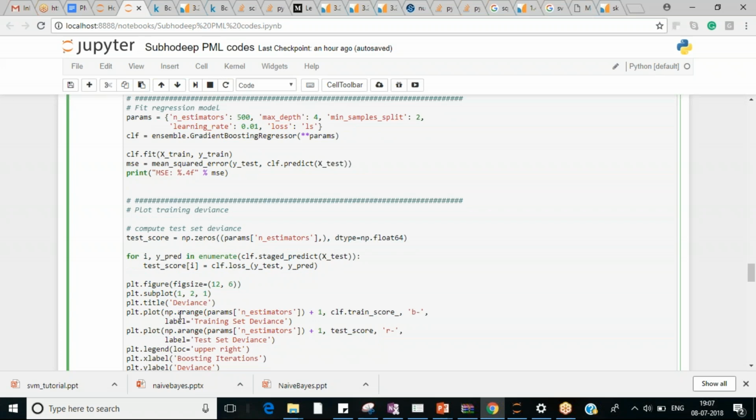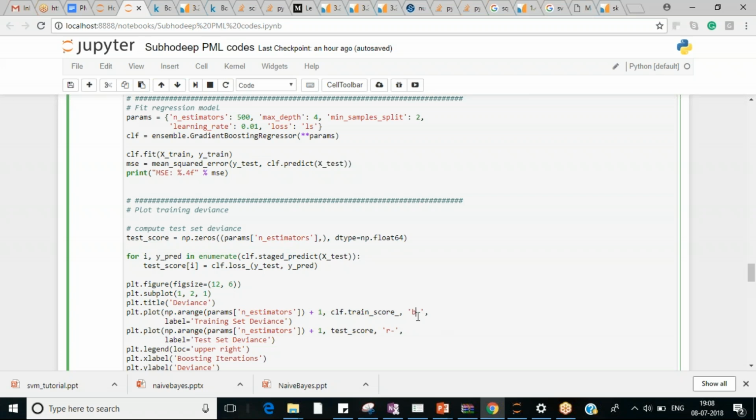So np.arange, if you remember, starts from zero. For example, n estimators is 500, right? So it would go from 0 to 499, plus 1 because I want 500 here. You remember Python always starts from 0. So that's why I have a 1 here and 499. It travels from 0 to 499, and plus 1 makes it travel from 1 to 500.